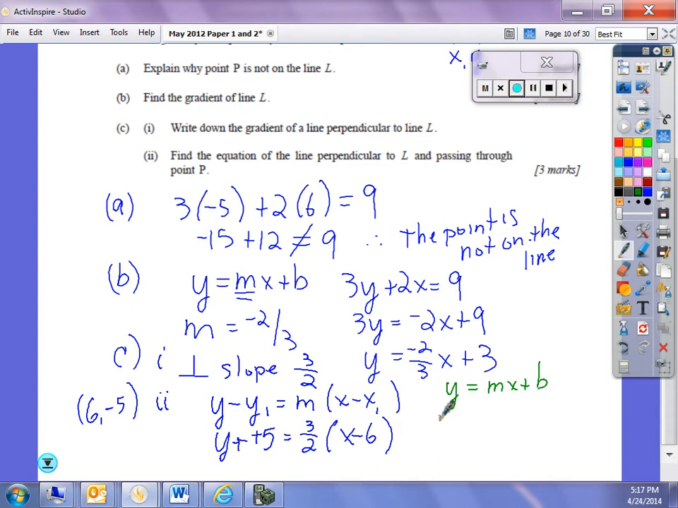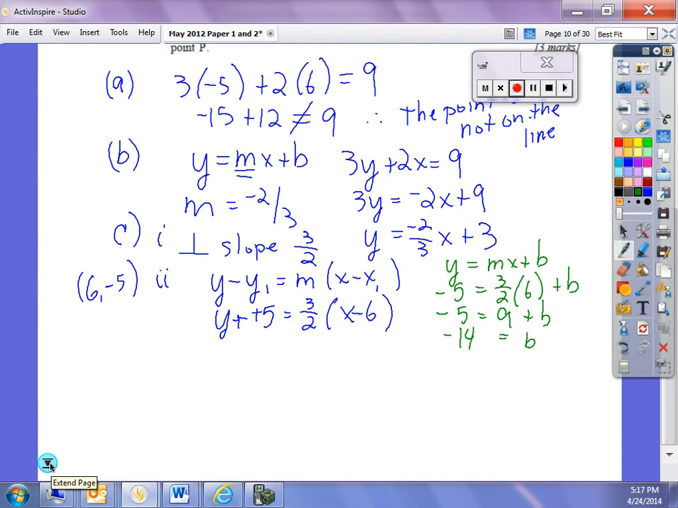You know that your y value is -5. The slope is positive 3/2. The x value is 6. But you've got to solve for b. So -5 is equal to 9 plus b. b is equal to -14. Now go back and finish up writing your equation so you know that y is equal to, your slope is 3/2 x, and your b value is -14.